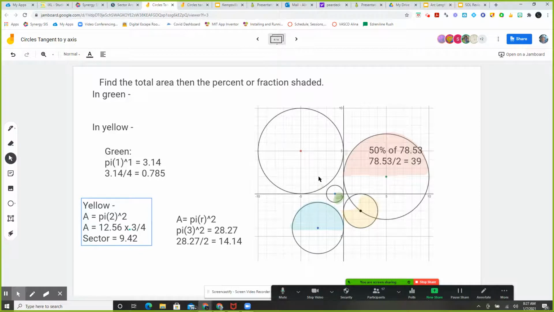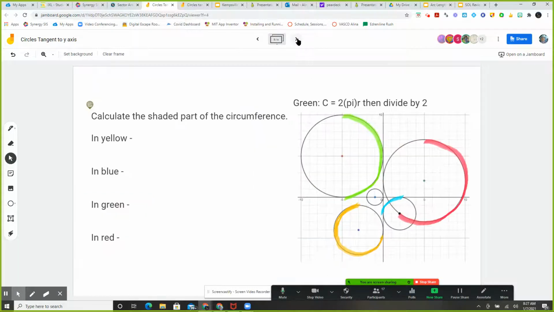So we've talked about our equations of our circles. We've talked about finding the circle center and the radius. We've talked about finding the area and the circumference. Now we're just stepping that up by a little bit and figuring out a percent of the area, or in the next slide, a percent of the circumference.